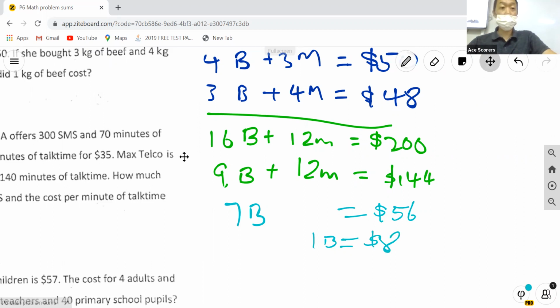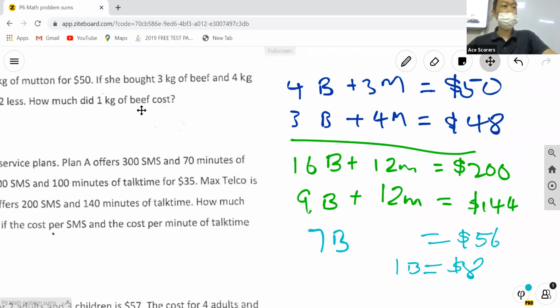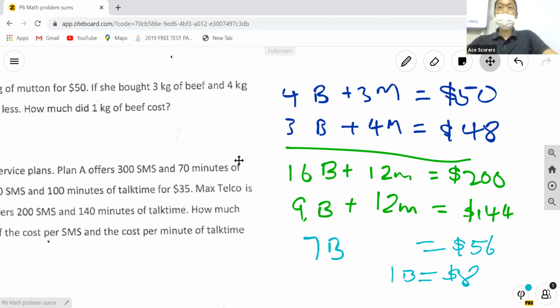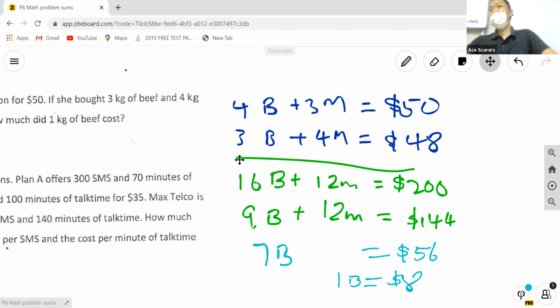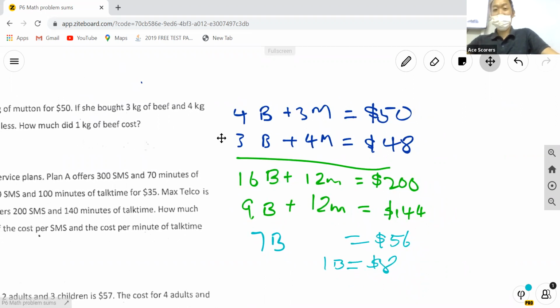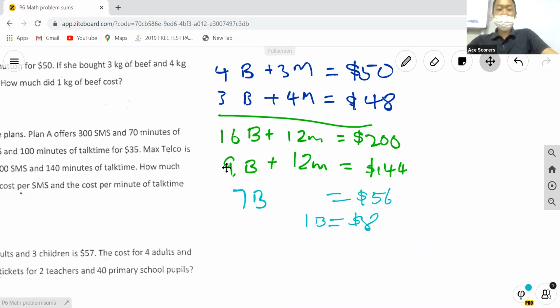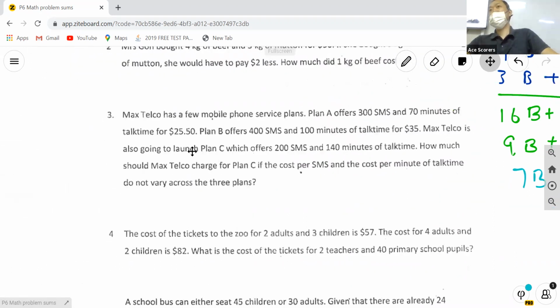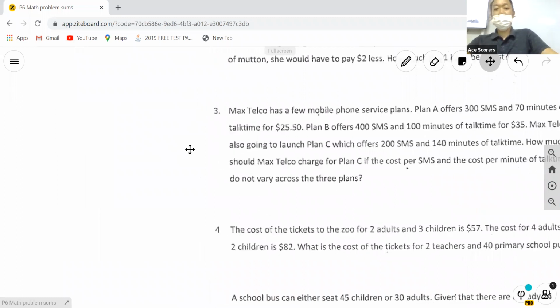Okay, now once I find 1 beef, that's it, right? $8. Okay? Reset, I copy quickly. Okay, next one. You gotta pay attention and listen. Pay attention. Next one has a lot of working.